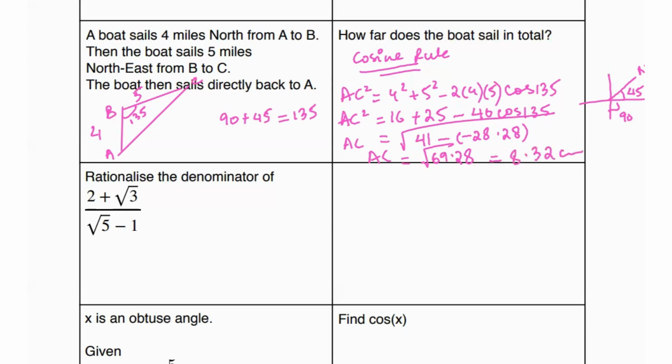centimeters. So asking for the total. So total is going to be 4 plus 5 plus 8.32. And that's going to be 17.32 centimeters. That's the total distance the boat travels.